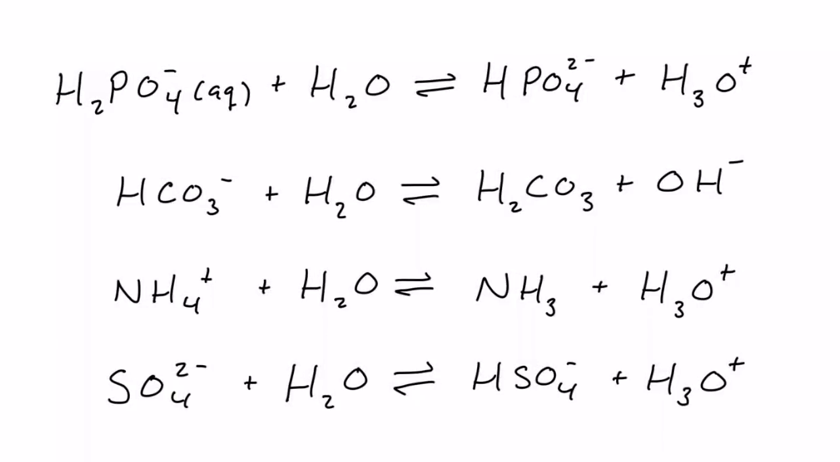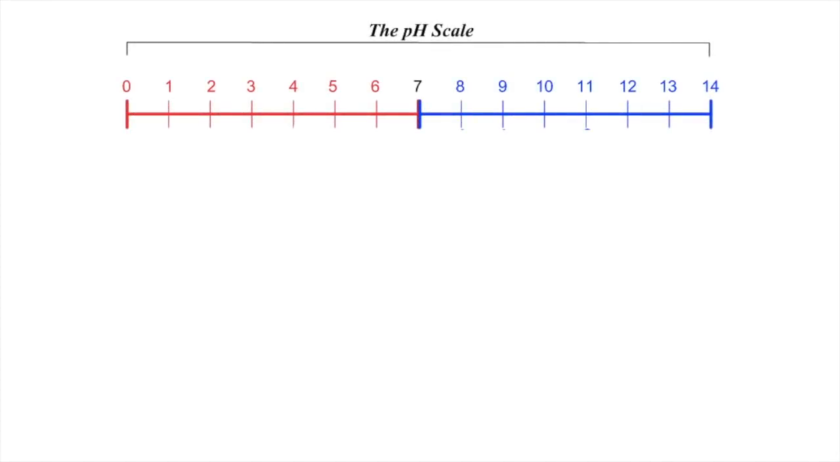Here are a few more examples. Pause the video here and see if you can identify the conjugate acid-base pairs and indicate which is the acid and which is the base. Okay, hopefully you were able to figure that out. Remember that all you have to do is follow the proton. Now, since this chapter is about acids and bases, it would not be complete without talking about pH.